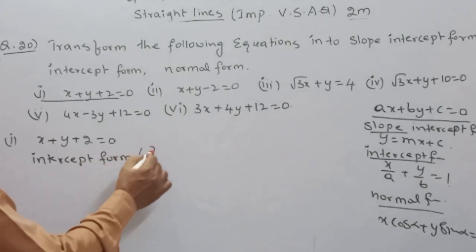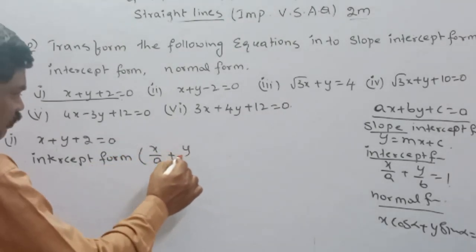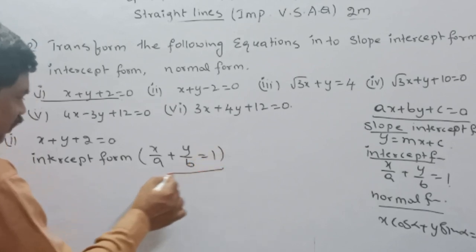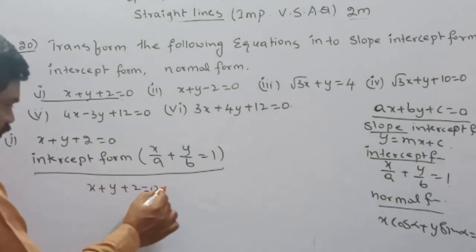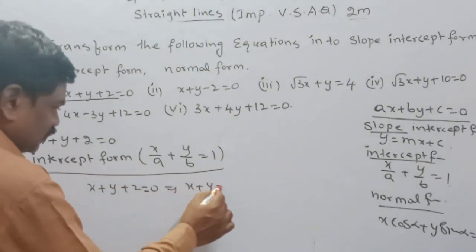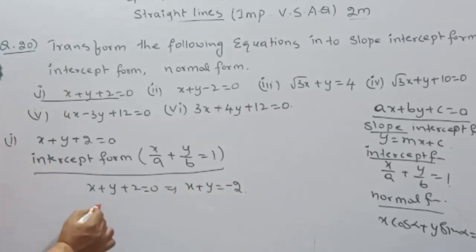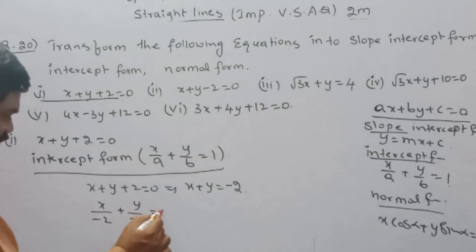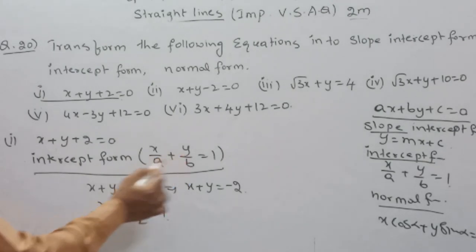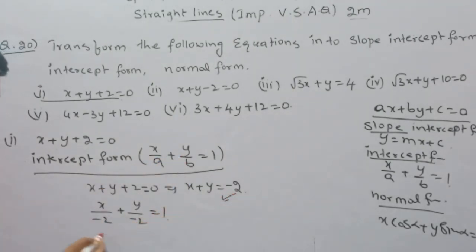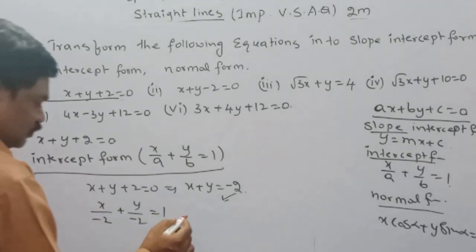Intercept form, that is x by a plus y by b is equal to 1, is the intercept form. So you can write x plus y plus 2 equal to 0 implies x plus y is equal to minus 2. So x by minus 2 plus y by minus 2 is equal to 1. Here this is in the form of x by a plus y by b.